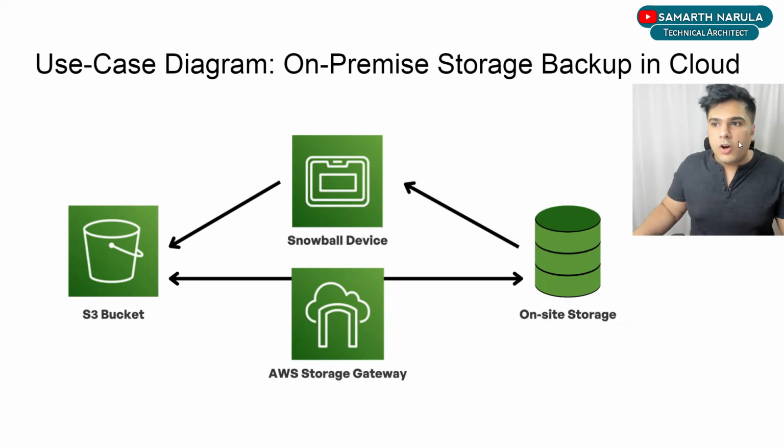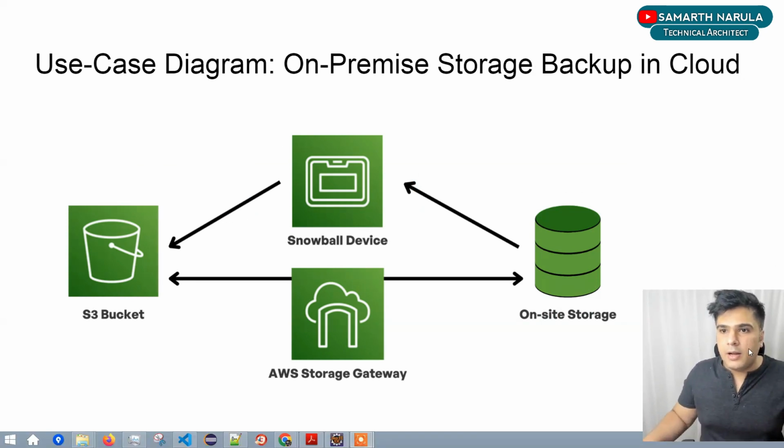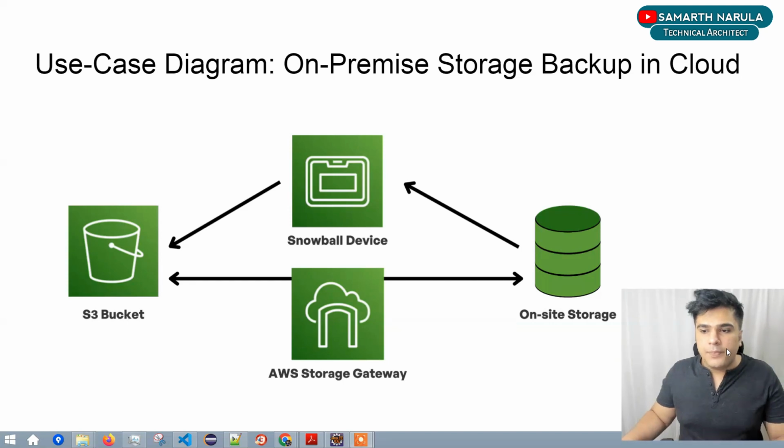This is how the on-prem storage backup in cloud looks. So let's say your company is migrating data from on-premise to the AWS S3 bucket. So this is your on-site storage. This is your on-premise storage basically.